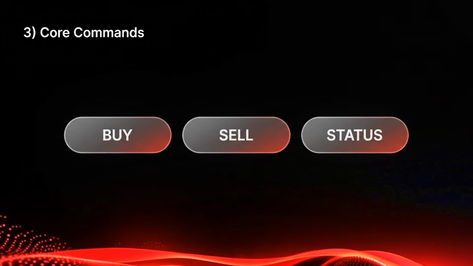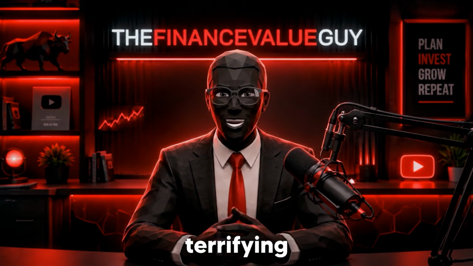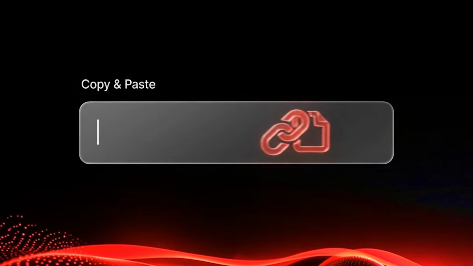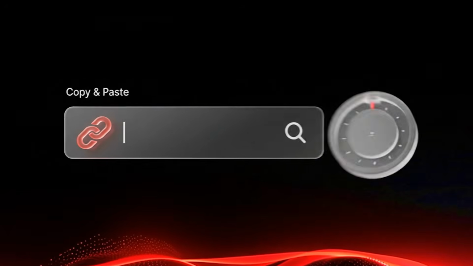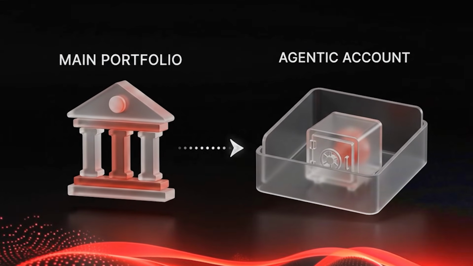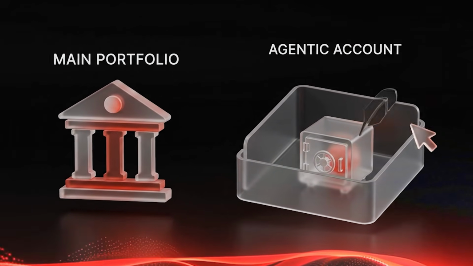And now I know what you're thinking. An AI trading my money? That sounds terrifying and complicated, but here's the good news. You don't write a single line of code. If you can copy and paste the link, you can set this up in about 10 minutes, and the agent never touches your main portfolio. It only gets a separate, walled-off account that you fund with the money you choose.